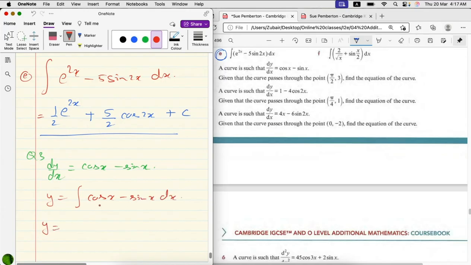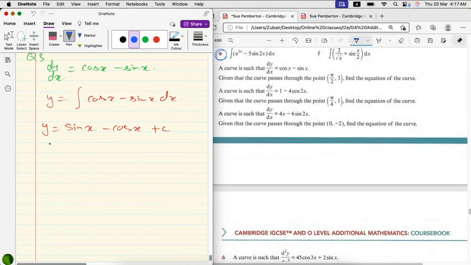So y equals cos becomes sin x, minus sin becomes minus cos x, plus c. And we have that point, which is x is pi by 2 and y is 3. So 3 equals sine pi by 2 minus cos pi by 2 plus c.